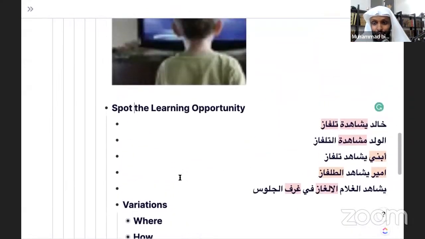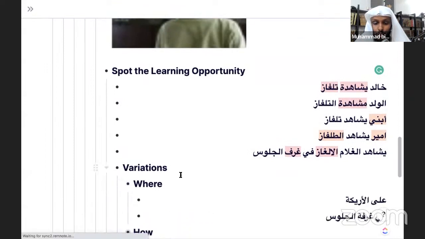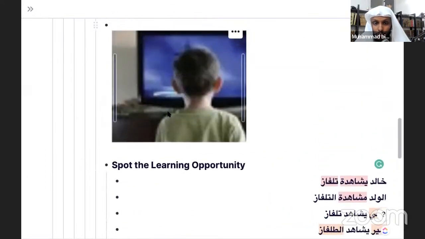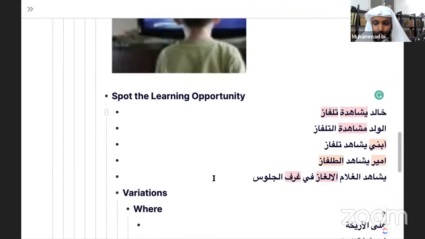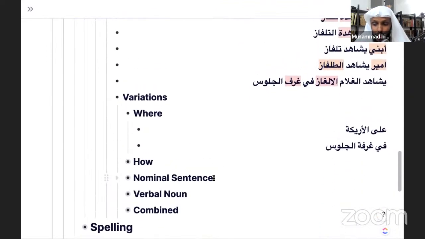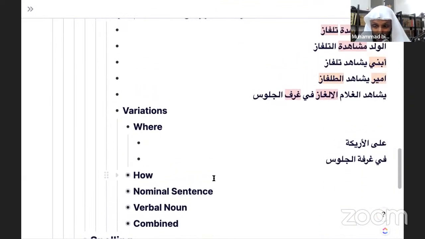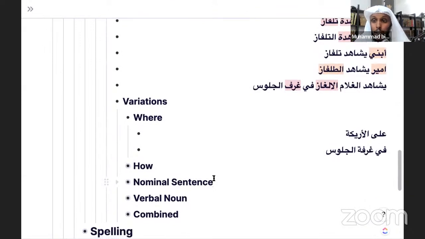Variations. What variations do we receive? Well, some of you talked about the where. Where did this act or action of watching happen? Some of you said على الأريكة. يشاهد الولد التلفاز على الأريكة أو في غرفة الجلوس. Or you could add both. على الأريكة في غرفة الجلوس if you wanted to.